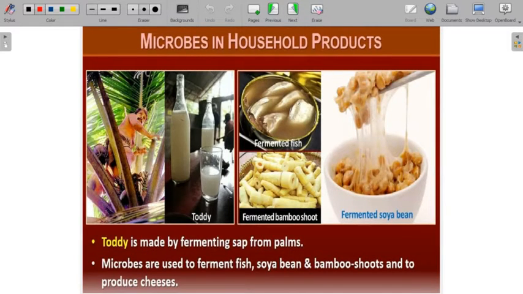And next is toddy. You all know toddy is very famous in Kerala, and fermented toddy is actually alcoholic. The toddy in Tamil we say kal. It is a whitish fluid. Straight from the source, that is, from the sap of the palm, if you just take and consume it, it is not alcoholic. It is very good for your health. Toddy is made by fermenting sap from the palms. And there are also some microbes used to ferment fish, soya bean, bamboo shoots, and to produce cheeses.